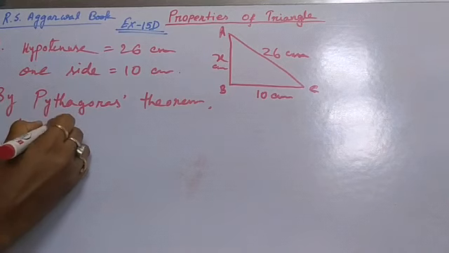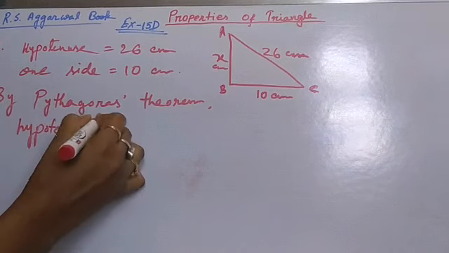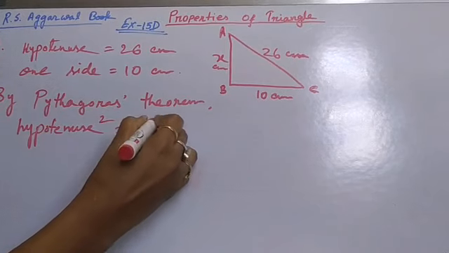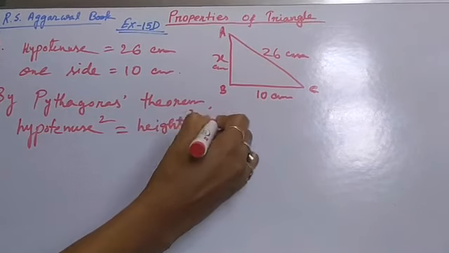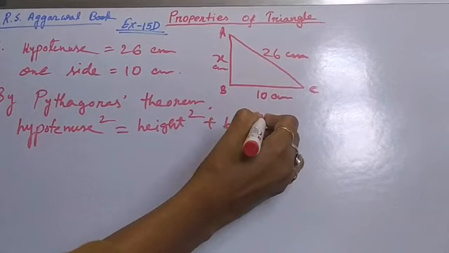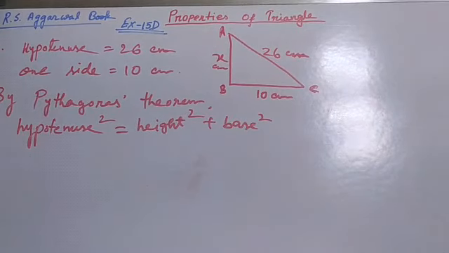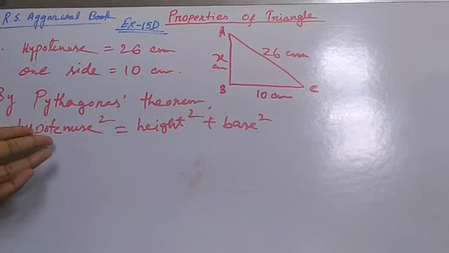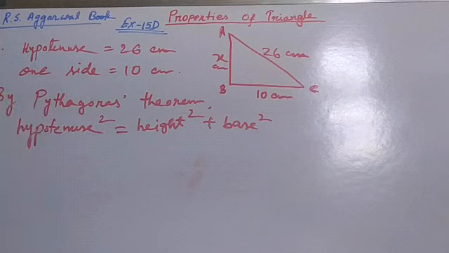Hypotenuse square equal to height square plus base square. That should be written for each and every sum where we will use Pythagoras theorem. For those sums we must write this formula in words. That means hypotenuse square equal to height square plus base square.